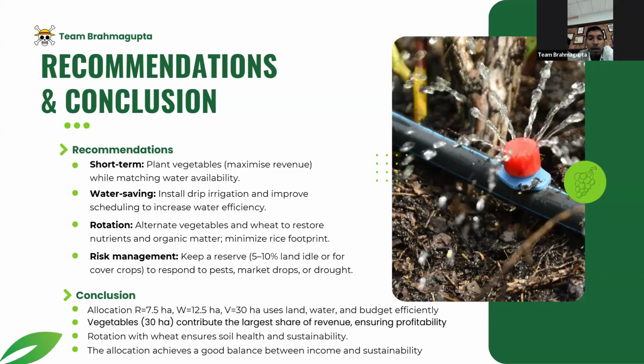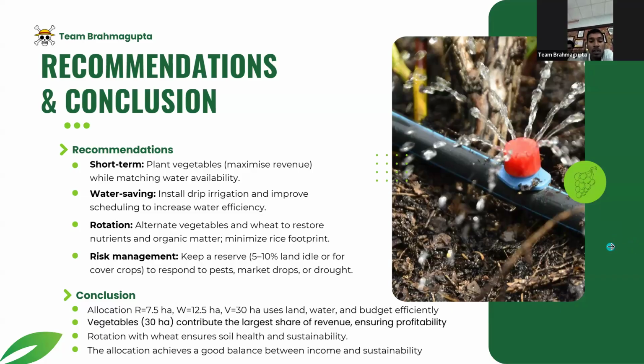We can also reserve some part of land because, due to pest attacks or some drought situation, our crops may fail. So we should keep reserve land to manage our revenue and also our yield.